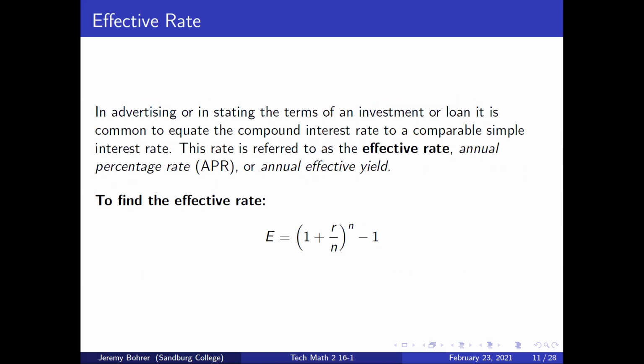In advertising or in stating the terms of an investment or loan, it is common to equate the compound interest rate to a comparable simple interest rate. This rate is referred to as the effective rate, annual percentage rate, APR, or annual effective yield. To find the effective rate, E equals (1 plus R over N) raised to the N power, minus 1.